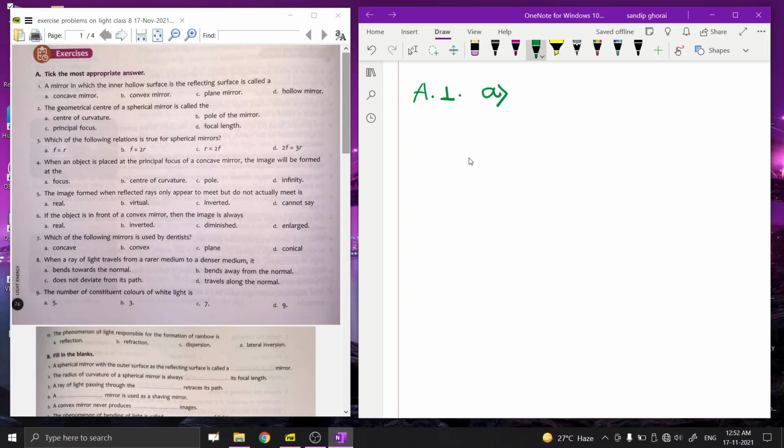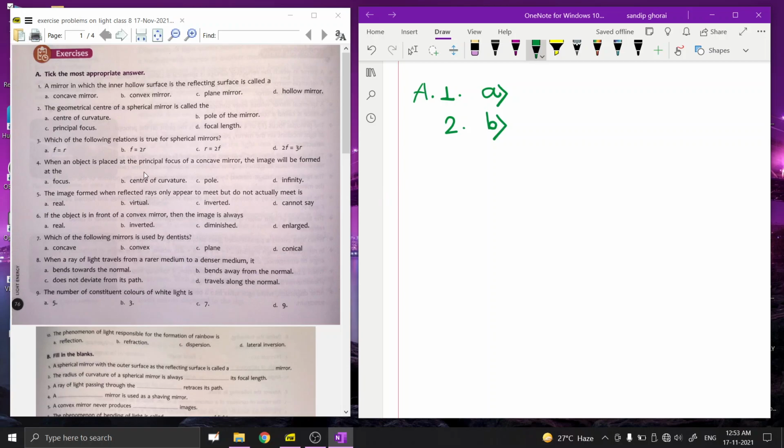Now we move to question number 2. What is the question? The geometrical center of a spherical mirror. This is a very simple question. We know the name of the geometrical center of a spherical mirror. That is the pole of the mirror. That means option B, pole of the mirror.